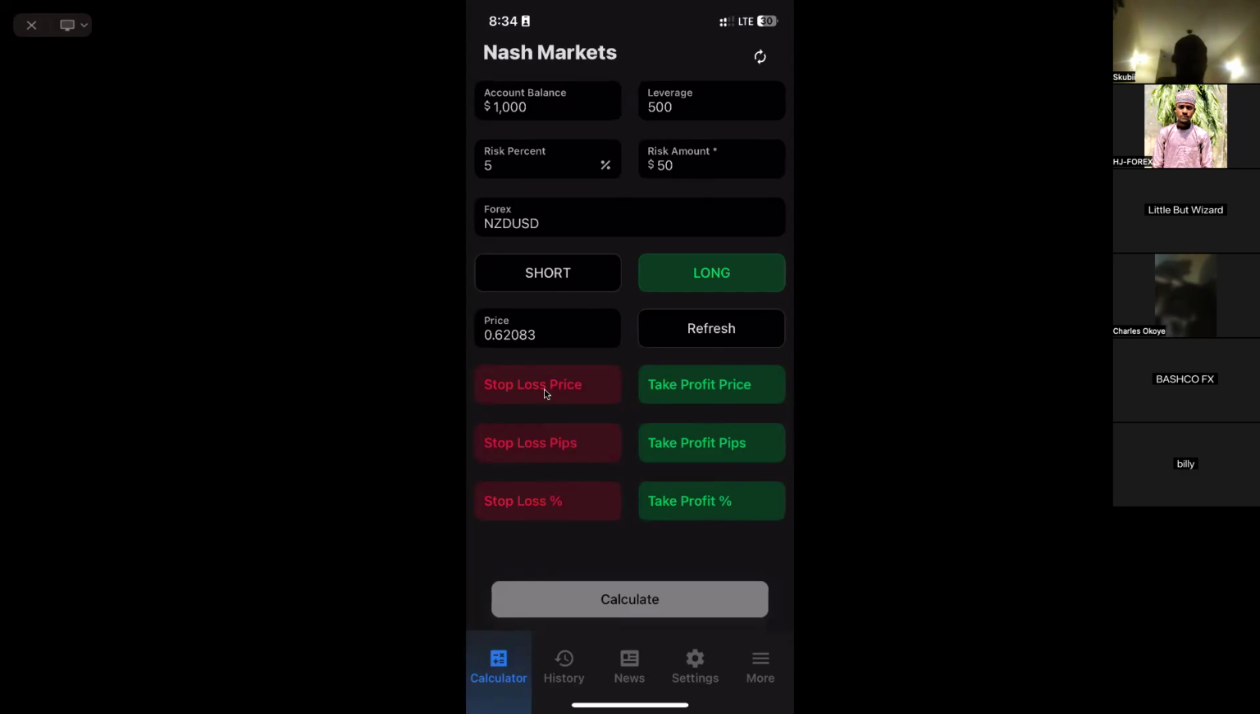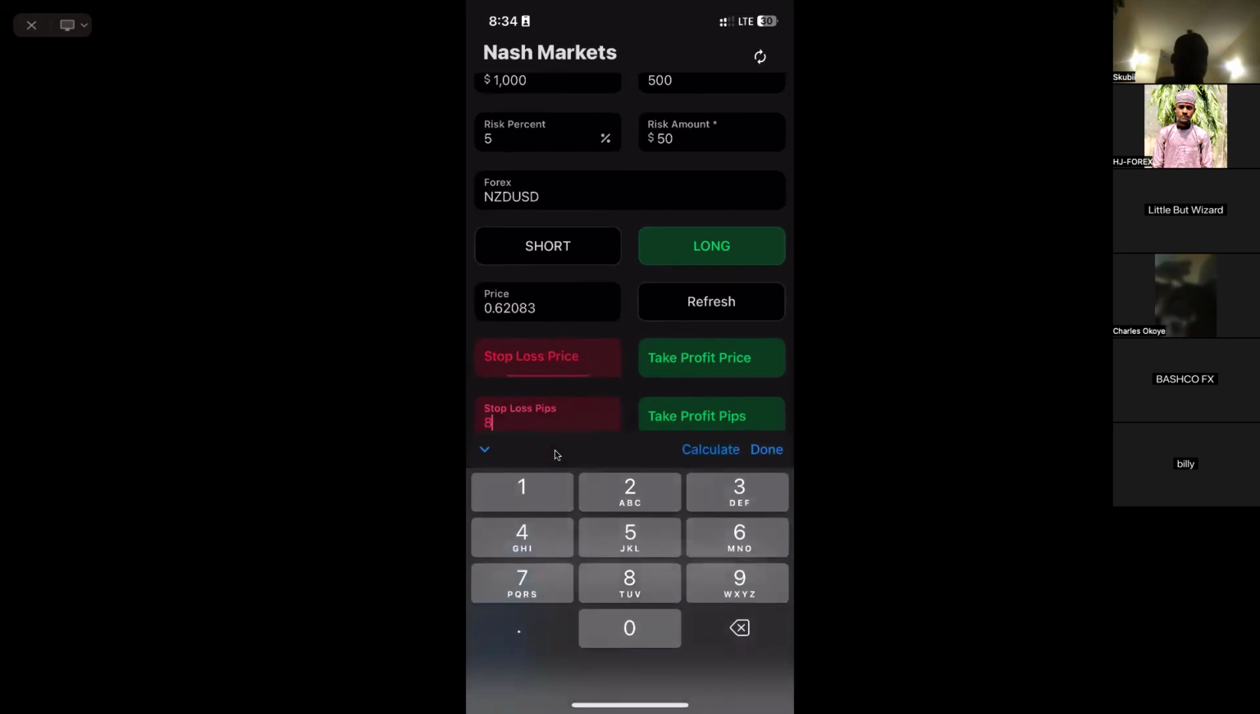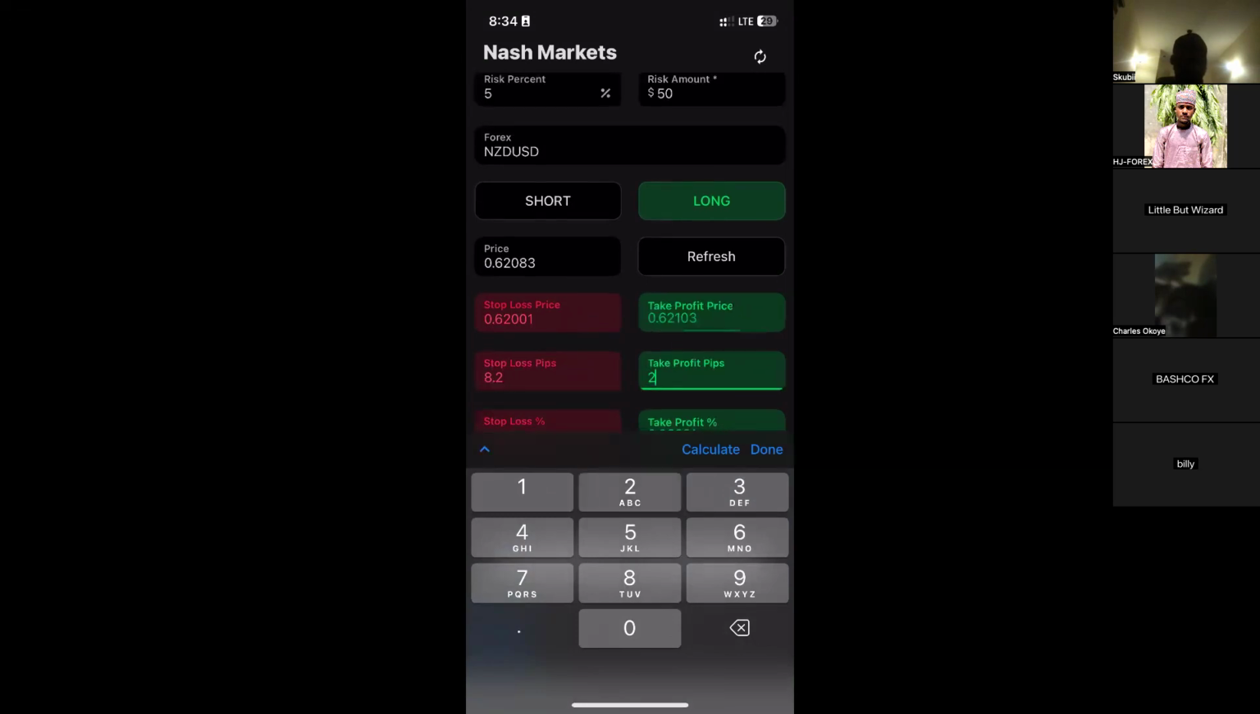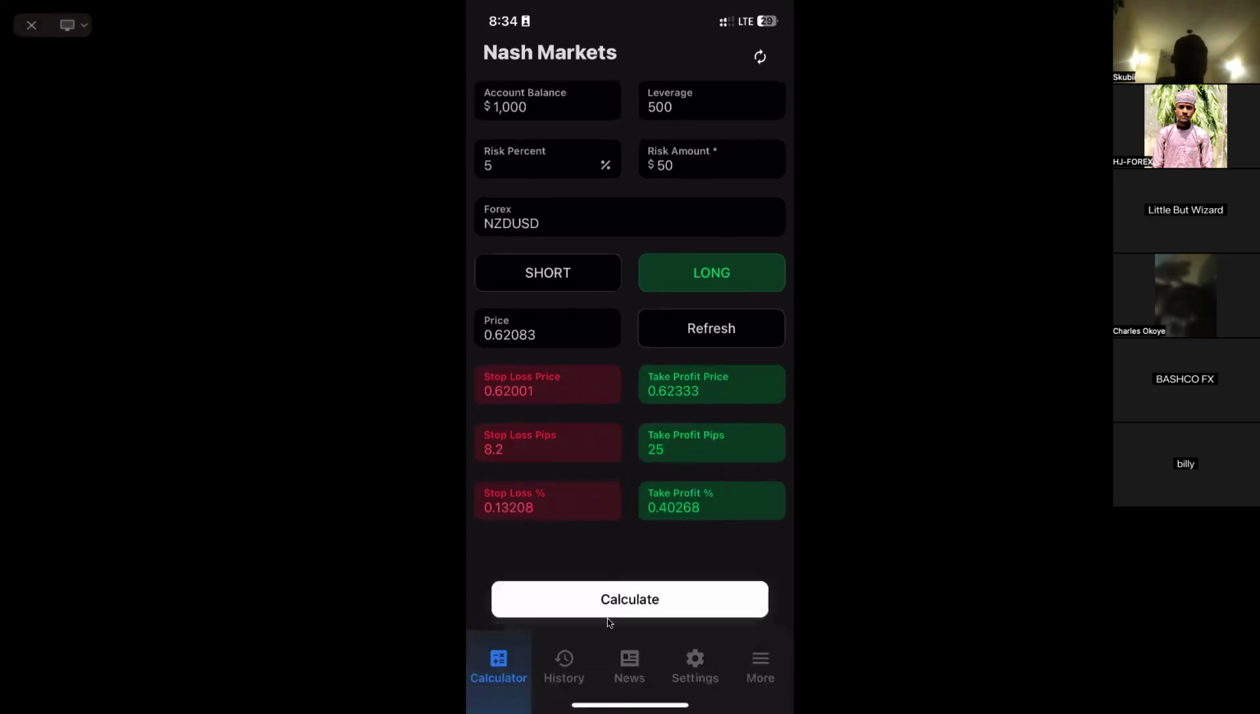Do you understand? Now, if you look at this, you see that we have stop loss price, stop loss pips. You don't have to put both of them. You can just put one and then it will calculate the other for you. So stop loss pips now is 8.2. Do you understand? It has given me the price by itself automatically. And I think the take profit was roughly around 20 something pips. Let's just say it was 25 pips. Do you understand? Now, what I need to do next is click on calculate.